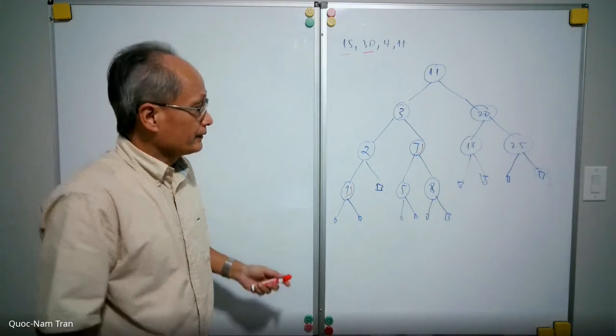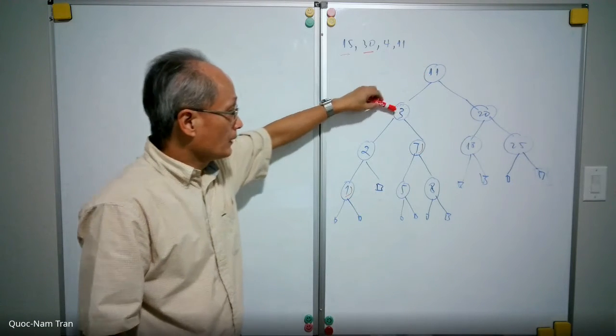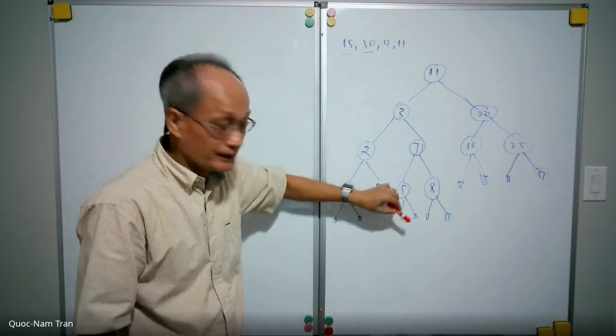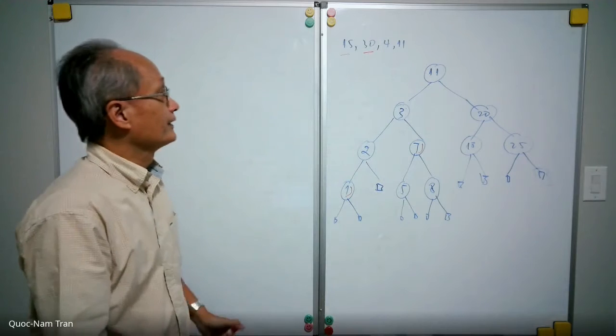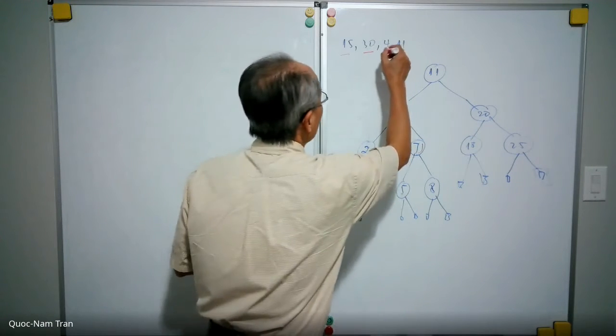And we can check, right? Number of black nodes, 1, 2, 3, 1, 2, 3. Yeah, we are done, right? So now the next one is 11.